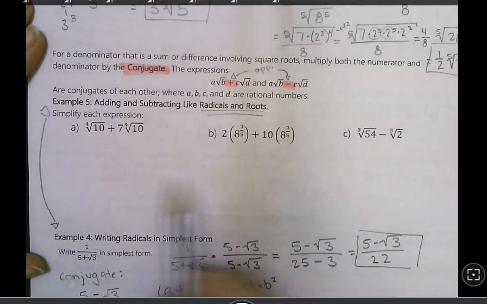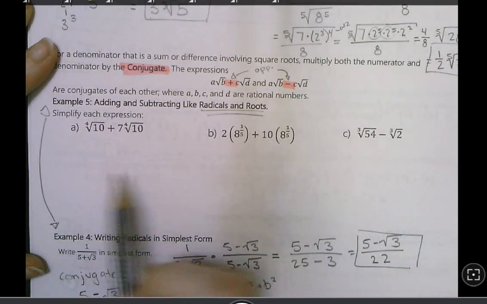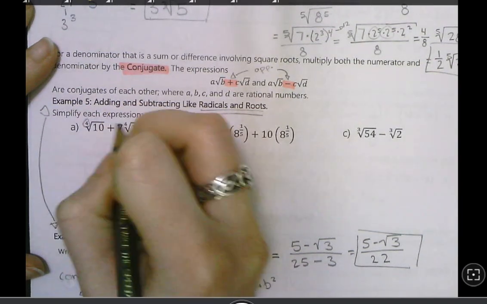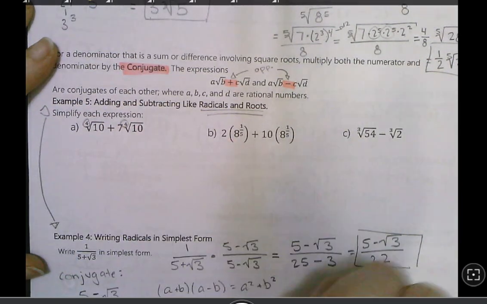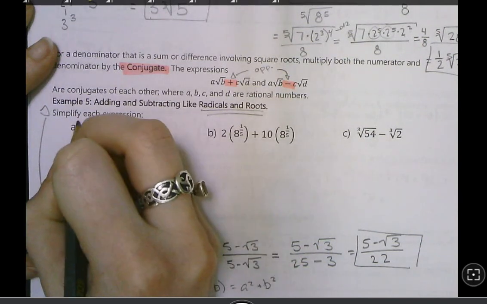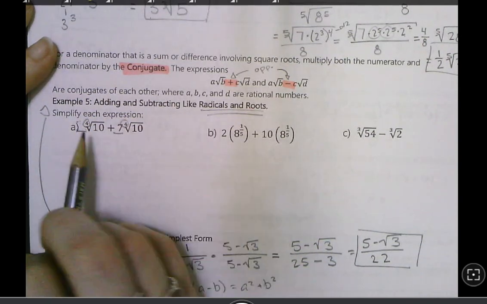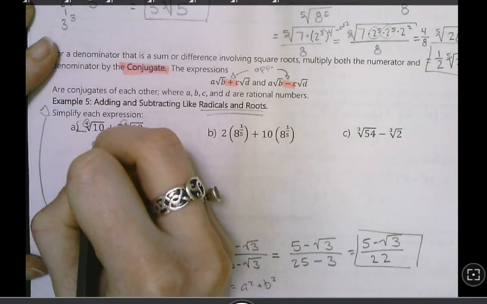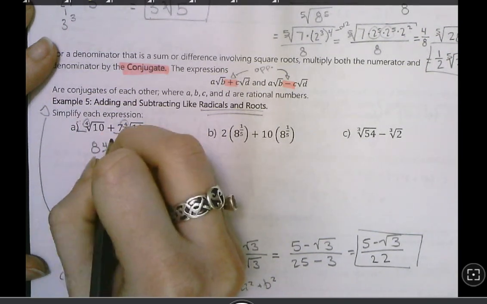Adding and subtracting them, it works similar to a variable. We say, okay, if these are the same, then we can add these together. I'm going to look at those coefficients in order to do it. This is an invisible 1 here. So we have a 1 plus 7, well, that's an 8, and then we just carry that 4 root 10 down.